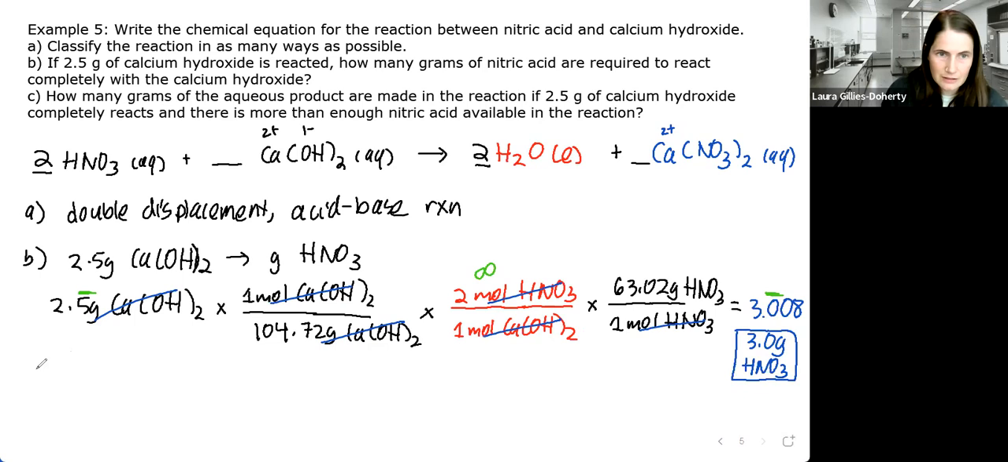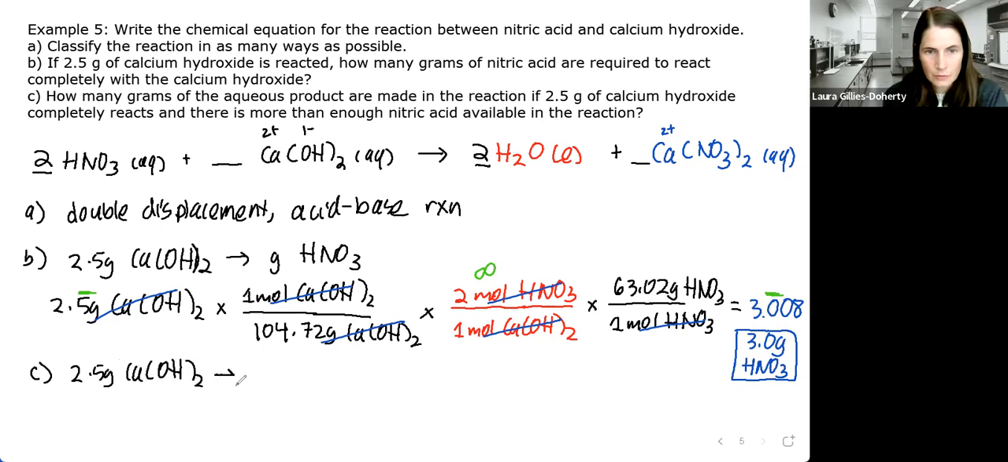Okay, so part C asks how many grams of the aqueous product are made if 2.5 grams of calcium hydroxide completely reacts and there's more than enough nitric acid available. So if we react all of our calcium hydroxide, 2.5 grams, it wants to know how much aqueous product is going to be made. So we have to correctly identify our phases on our products in order to be able to answer this. Calcium nitrate is the aqueous product. So we want to go from grams of calcium hydroxide to grams of calcium nitrate.